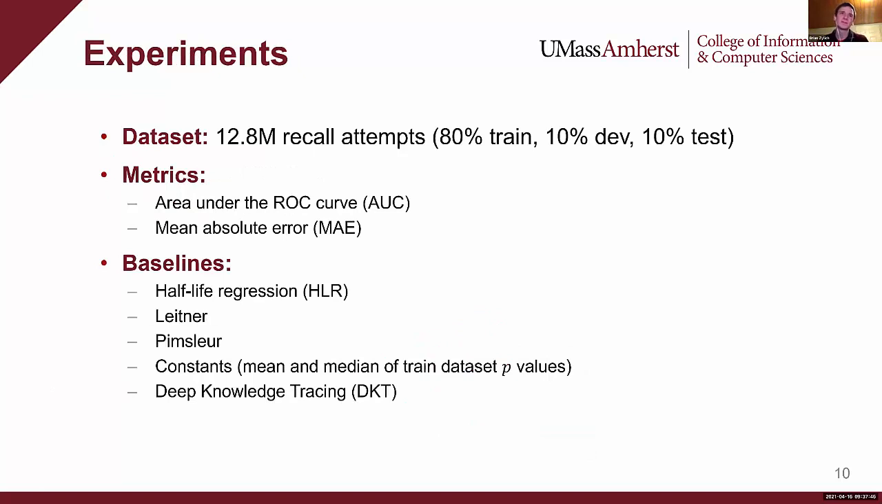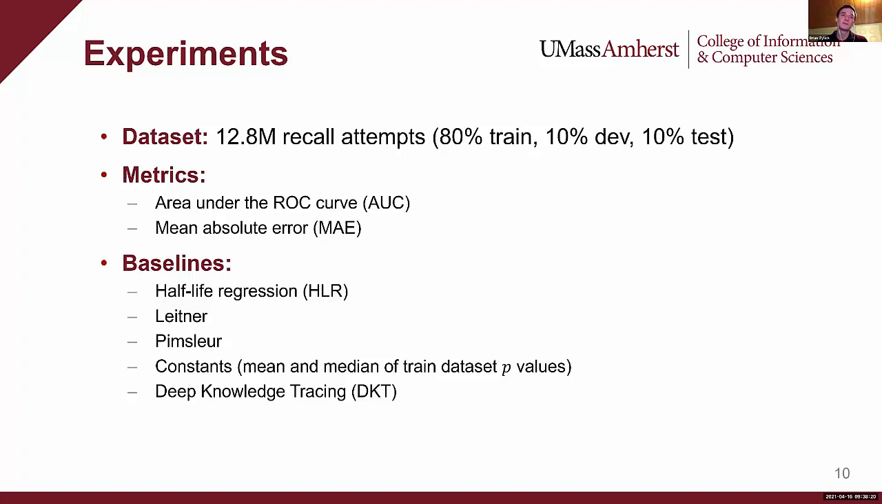Now I'm going to describe our experimental steps so that I can show the results and we can see that lexical skills alone actually provide a great improvement over the half-life regression and other baselines. So there's, as I said, 12.8 million data points. We split these into train, dev, and test so that we can tune hyperparameters. And then we use the same metrics as the half-life regression paper, which are AUC and MAE, or area under the ROC curve and mean absolute error.